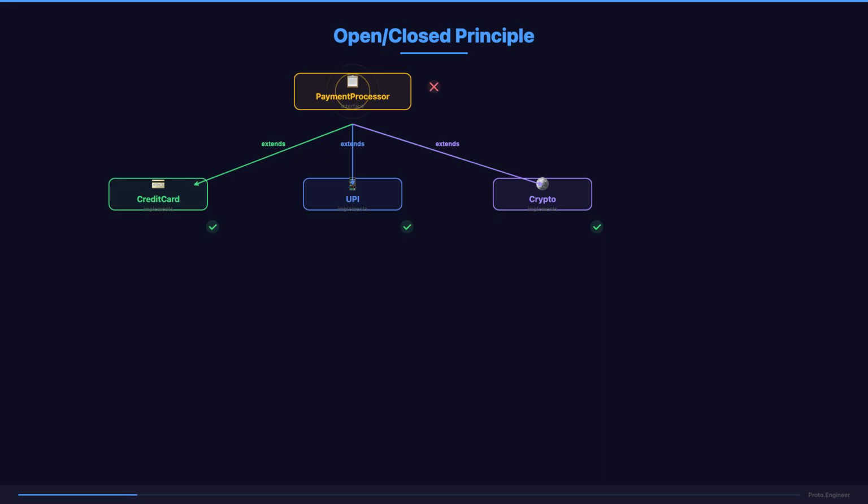You define a payment processor interface with a process method. Each payment type implements that interface independently. When you need a new payment method, you create a new struct that implements the same interface. Let me show you the difference in code.